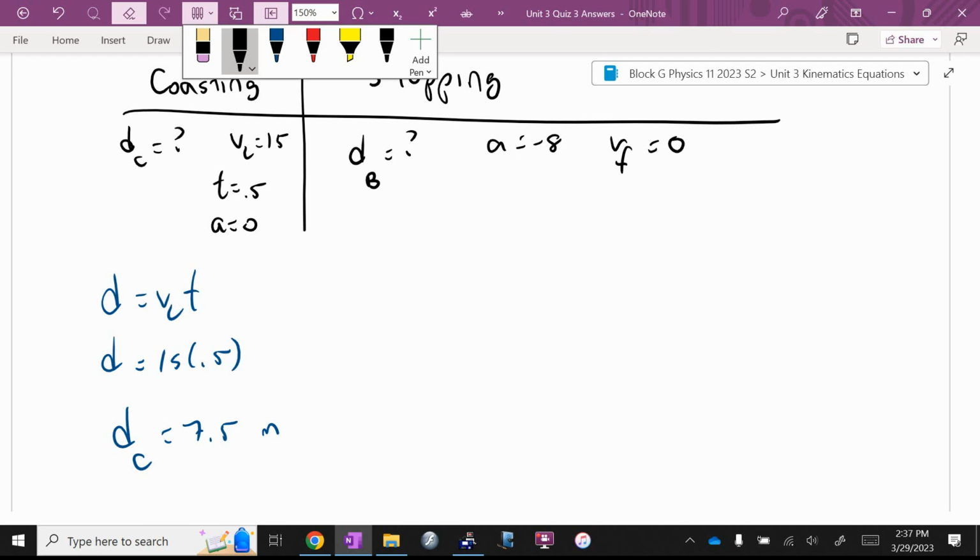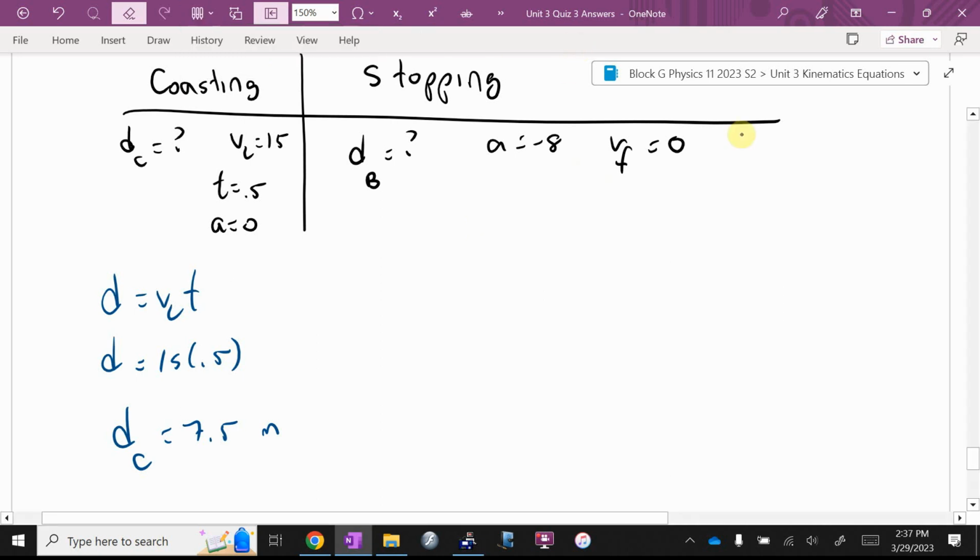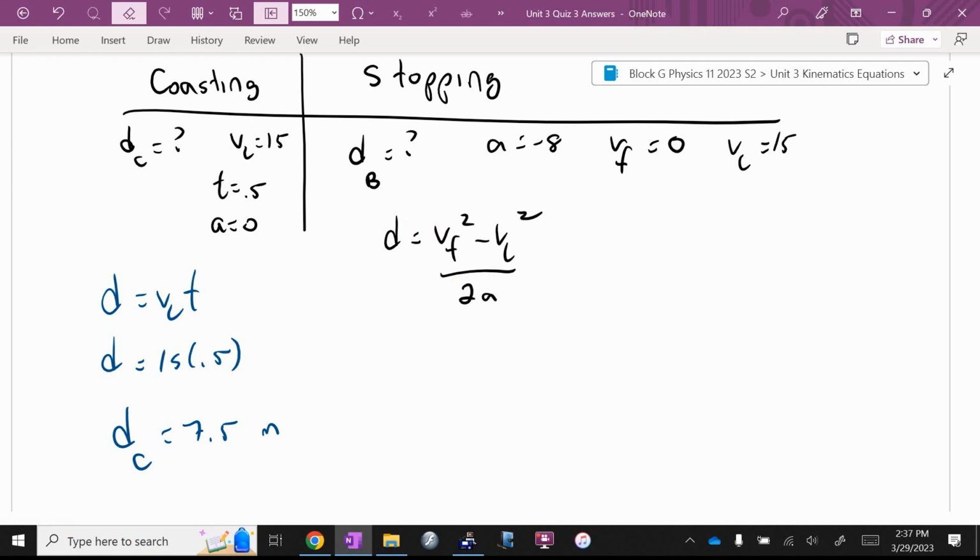I only have two things. I can't solve this. Oh, because we're coasting, when we hit the brakes, we're still traveling at 15? Okay. So, yeah, go ahead. What was it? D equals VF squared minus VI squared all over 2A.